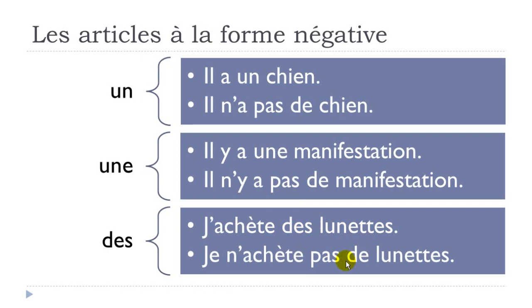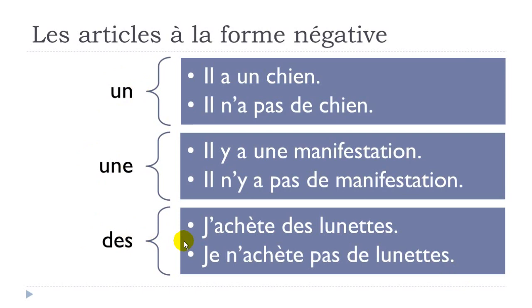So what we've got here, un is becoming de, then une is becoming de, and after that you've got des, and it's becoming de as well, okay? And this is for what we call les articles indéfinis, so a in English, okay?